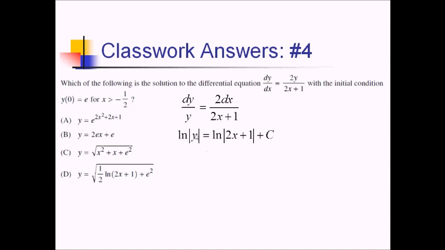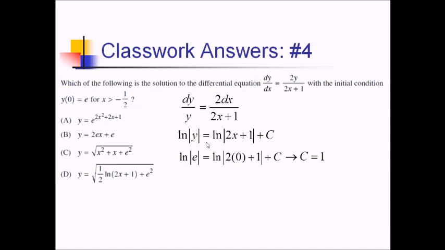So I plug in e for y, and for x I've got 0, so ln of absolute value 2 times 0 plus 1 plus c. So inside here I've just got 1. ln of 1 is 0, so the c just equals the ln of e, which is 1. Plugging that back in here, I'm going to have to resolve a few absolute values as well.